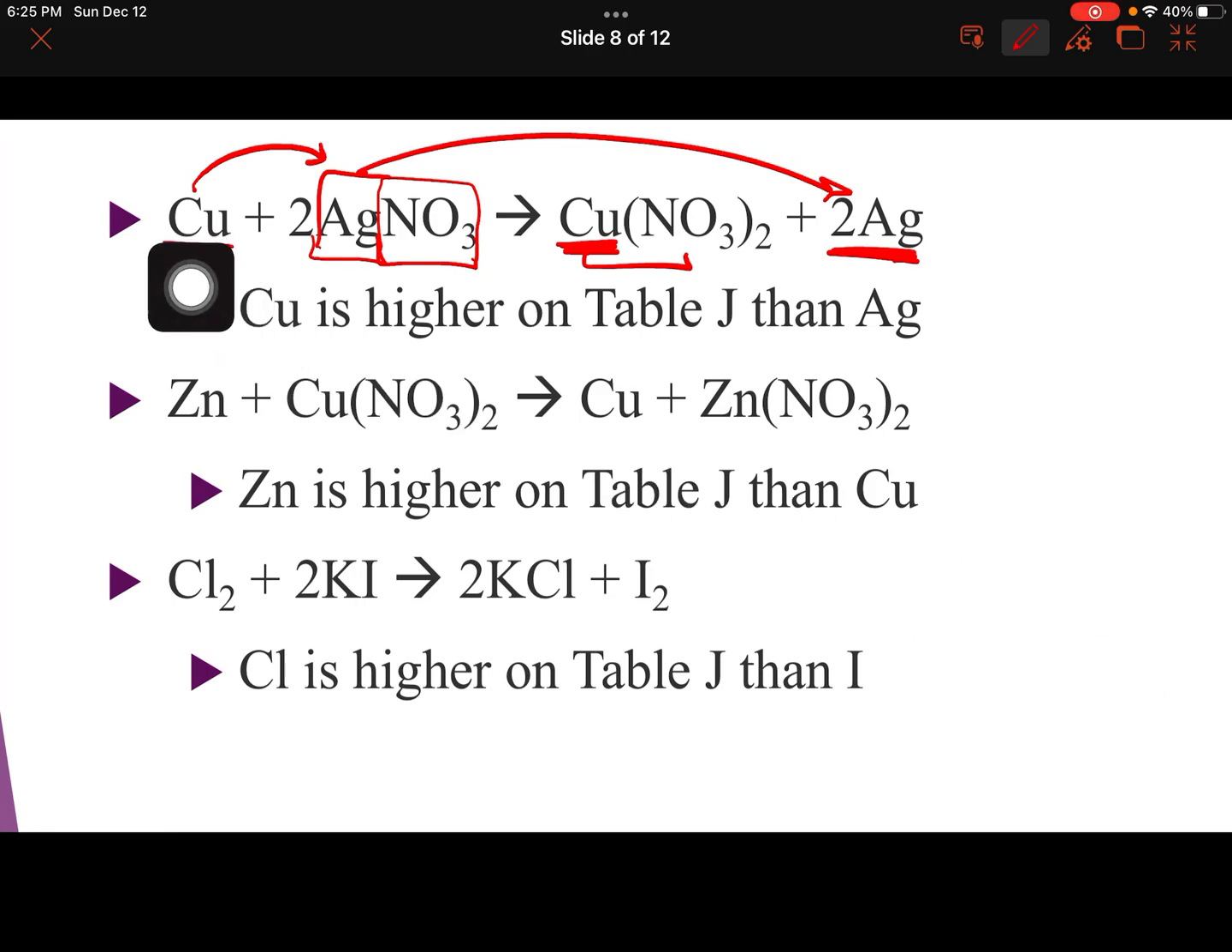So let me read what this would say in words, and you can hear the replacement. Copper plus silver nitrate produces copper(II) nitrate plus silver. Okay, a single element got replaced. This one, same kind of idea. Zinc plus copper(II) nitrate produces copper plus zinc nitrate. So these compounds, this silver nitrate in the first one and this copper(II) nitrate, these would be solutions. So these compounds are soluble in water.